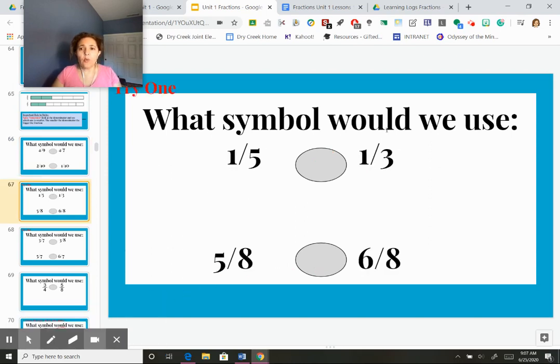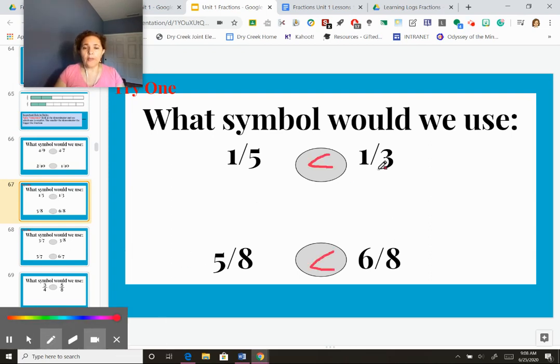All right, so what symbol would we use? So you try these on your own. Pause the video and write down 1/5 greater or less than 1/3, and 5/8 greater or less than 6/8. So write these down and then come back and then we'll check.